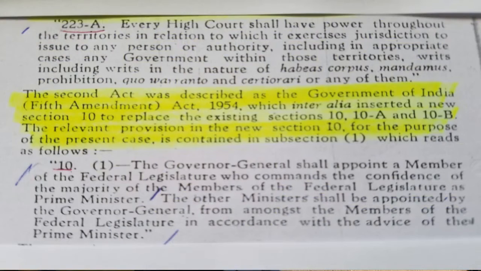The central issue in the Maulvi Tameezuddin case was that Section 223A and Section 10A, which formed the very basis of the writ petition filed by Maulvi Tameezuddin, were introduced in the Government of India Act 1935 by the Government of India Amendment Act of 1954, and it had only been signed by the President of the Constituent Assembly. It had as such not received the assent of the Governor General.